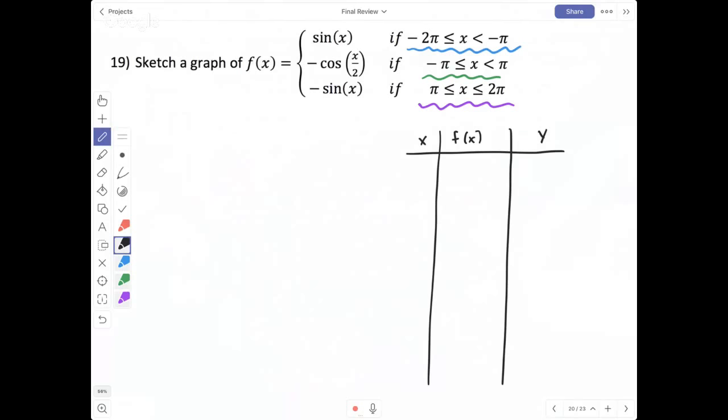And I want some values between negative 2 pi and negative pi. So I'm going to certainly include negative 2 pi. And then I'm going to include, how about negative 3 pi over 2? Because that's less than negative pi, but greater than negative 2 pi. And then I think I want to switch into the green section and put negative pi here.